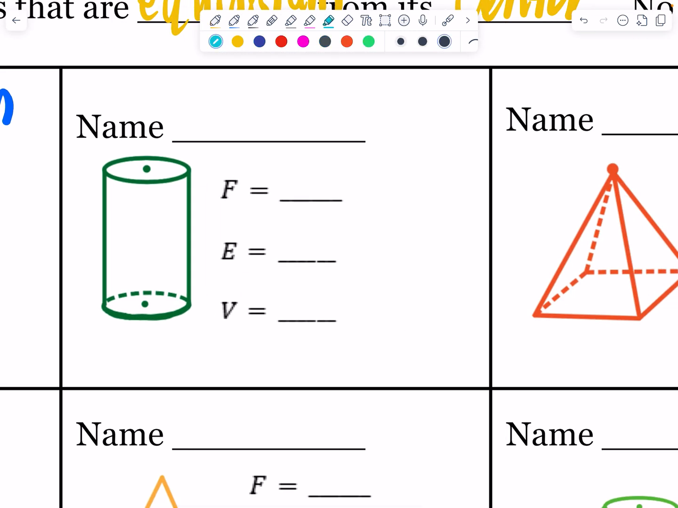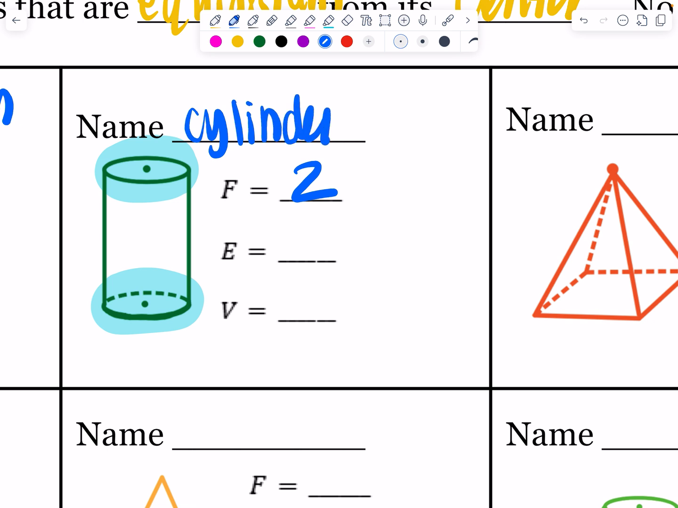Now on this one, I have 2 parallel faces called the bases. And those are circles. So I have a total of 2 of those, but I don't have any walls that are rectangular. So what do I call that? That is called a cylinder. Think of a can of chicken noodle soup. How many edges do I have? Well, they're circular, so there are going to be 0 edges. How many vertices do I have? There are going to be 0 vertices because that is rounded.